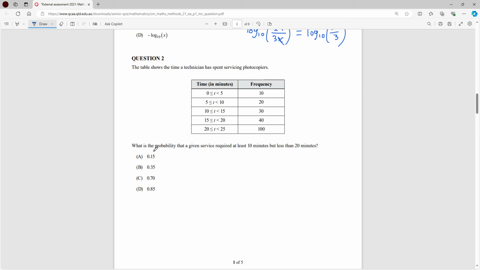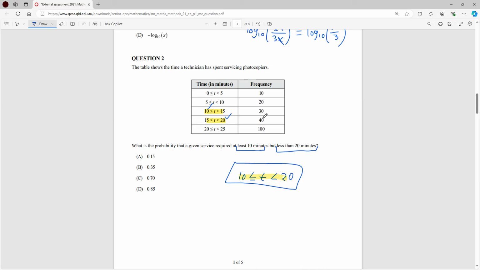What is the probability that a given service required at least 10 minutes but is less than 20? So here we have 10, it's including 10, and it is less than 20. So we're trying to look for this interval here. Now we can clearly see this is built into this middle section here. So we'll be including this and this, because notice it's including 10, but it's not including 20. So this little interval here is literally the exact same as this. So between 10 and 20, they've just also included the 15 as a separate interval.